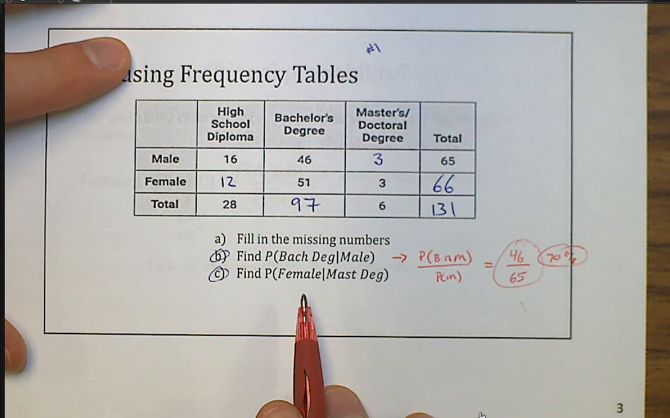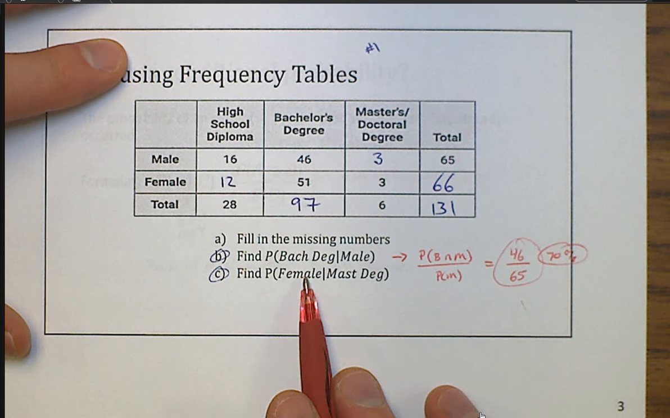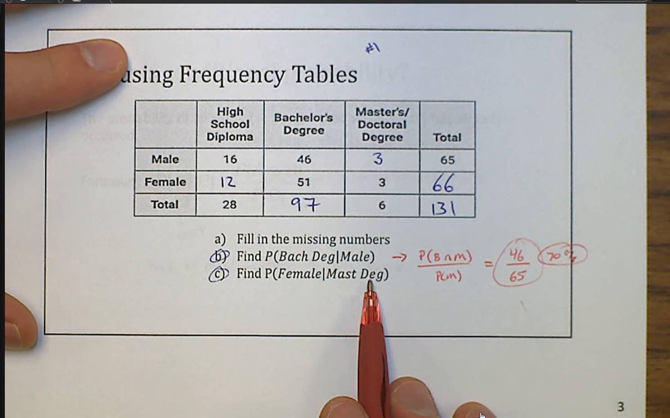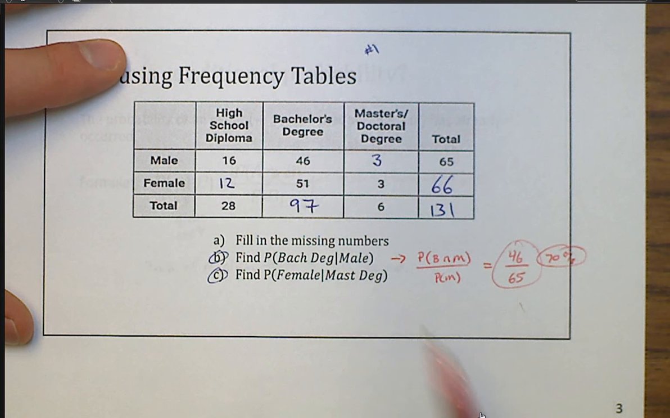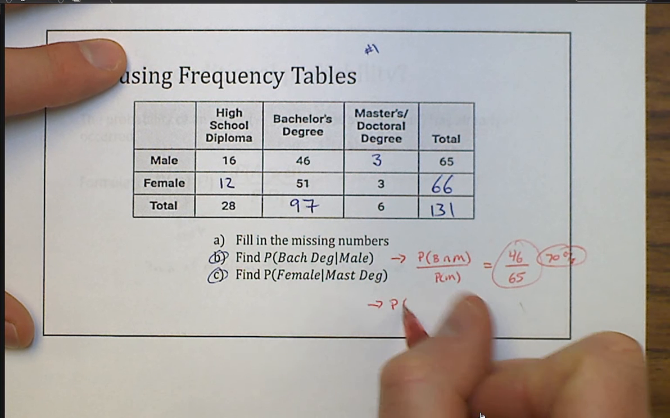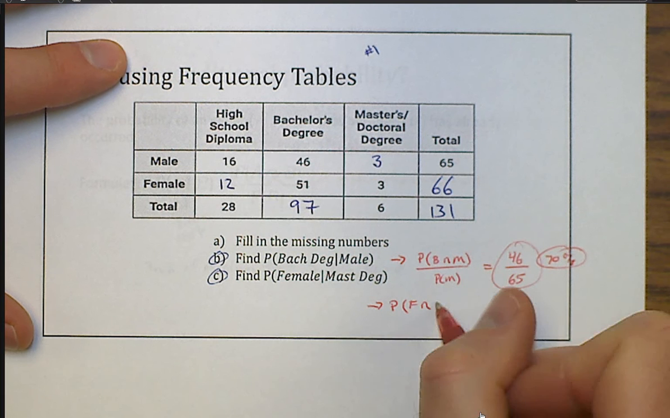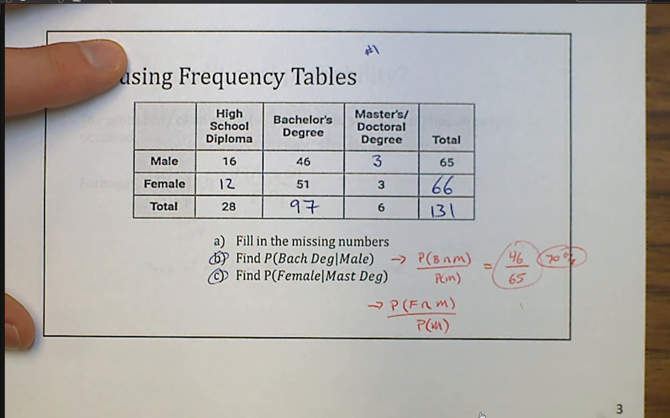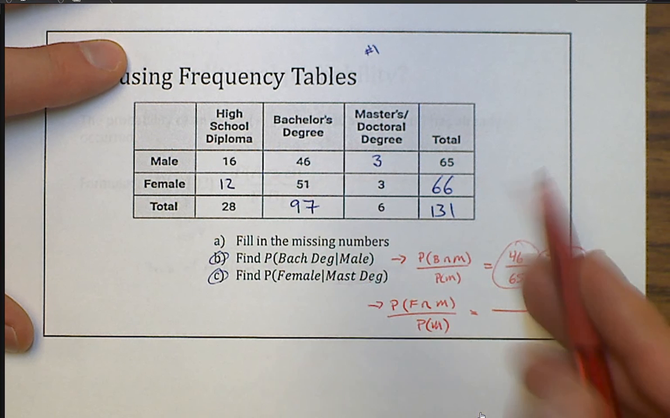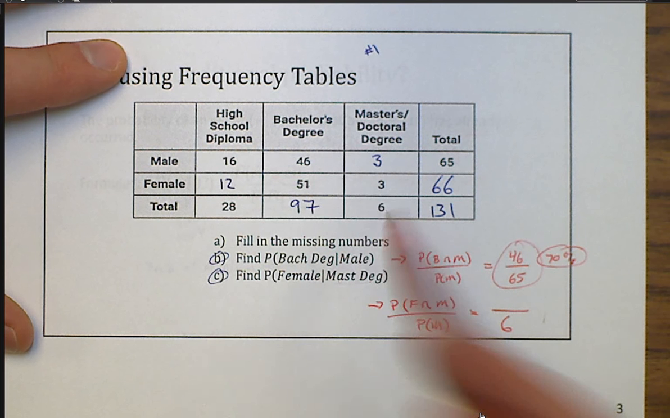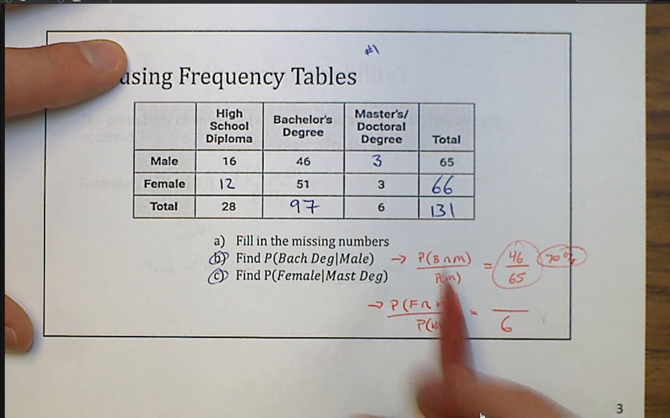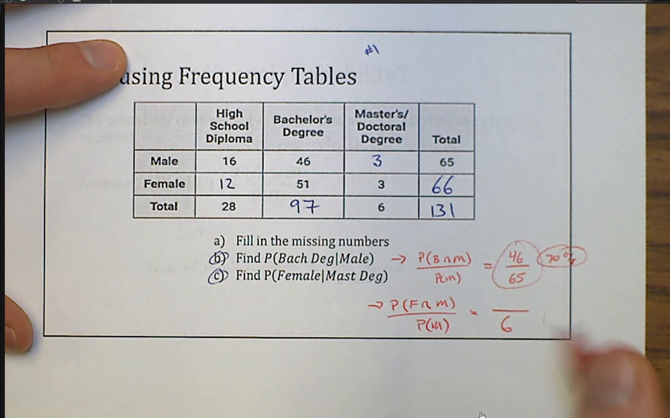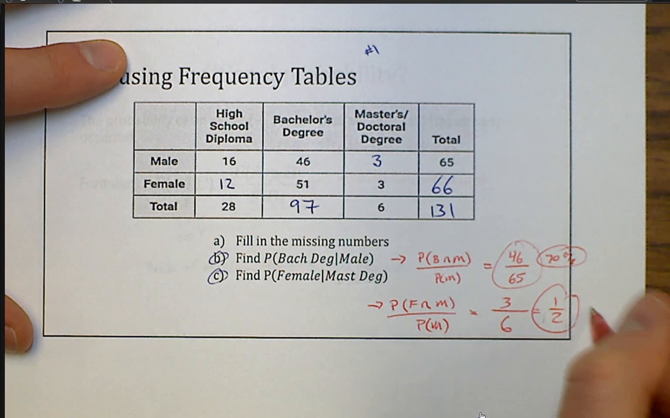Part C says, find the probability that you have a female given that the female has a master's degree. So, again, we would do something like this. The probability that it's a female intersecting with a master's degree over the probability of a master's degree. So again, I work from the bottom up. This is the bottom number, master's degree, the total. The total master's degree would be 6, right there, master's degree, 6 total. And then the combination of females with master's degree is 3, so we have 1/2 or 50%, okay?